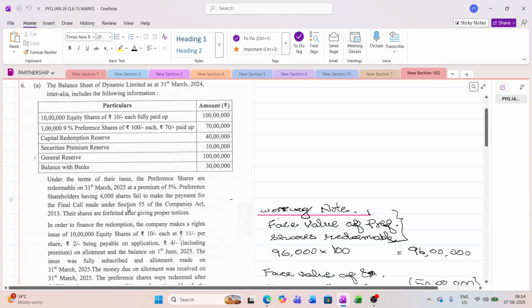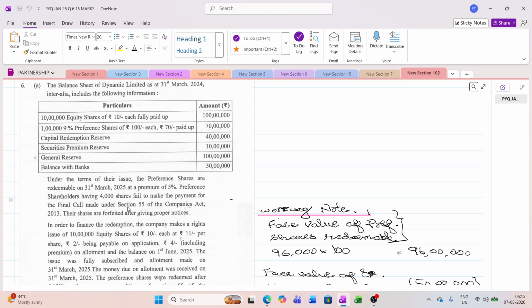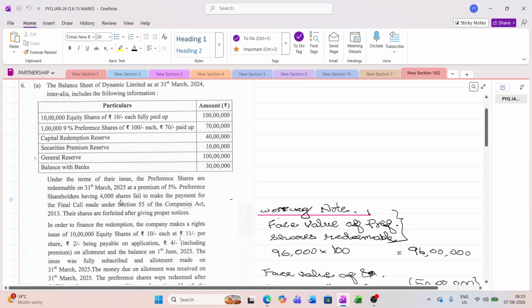Then shareholders having 4,000 shares failed to make the payment of the final call. So under Section 55 of the Companies Act, if they have failed, we cannot redeem those shares, and these shares are forfeited after giving proper notice. First, we have to make the final call due and the money will be received. But for 4,000 shares we will not be receiving the money, so they will go to forfeited. You have to make a journal entry for forfeited shares.